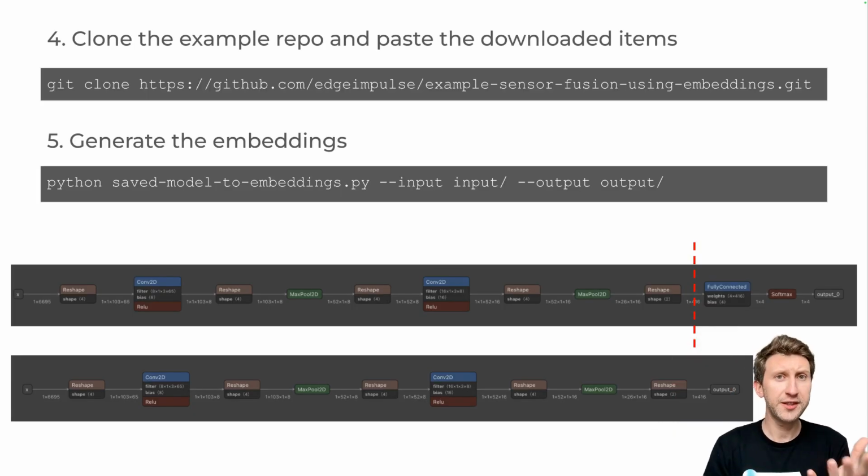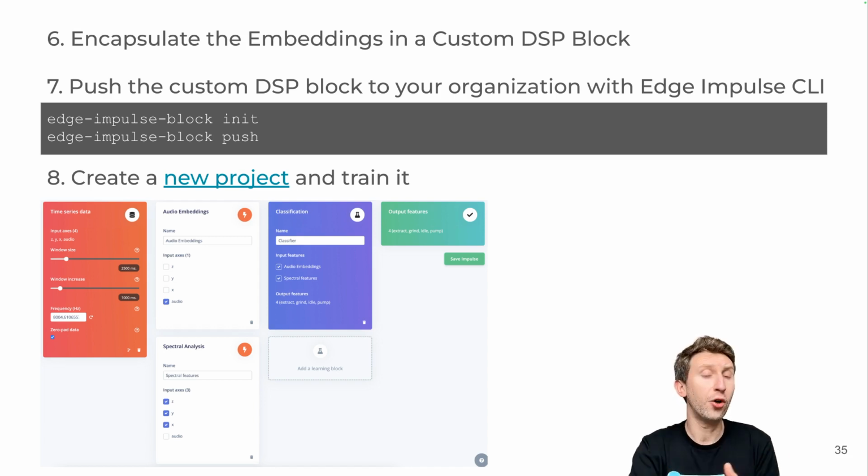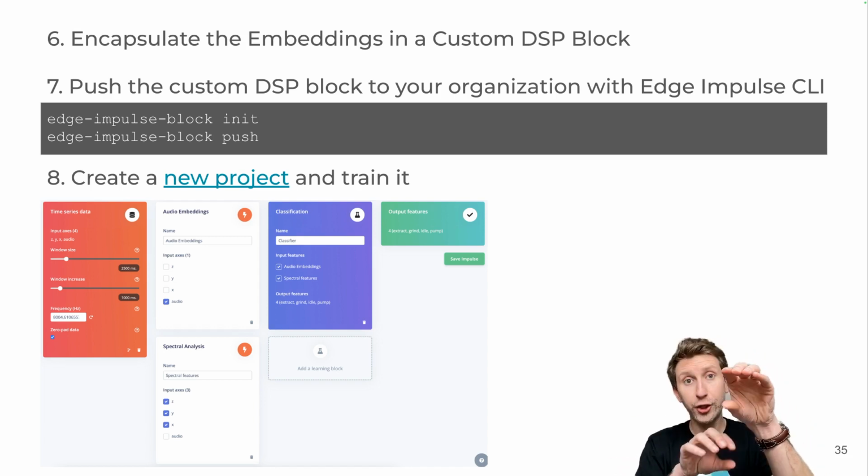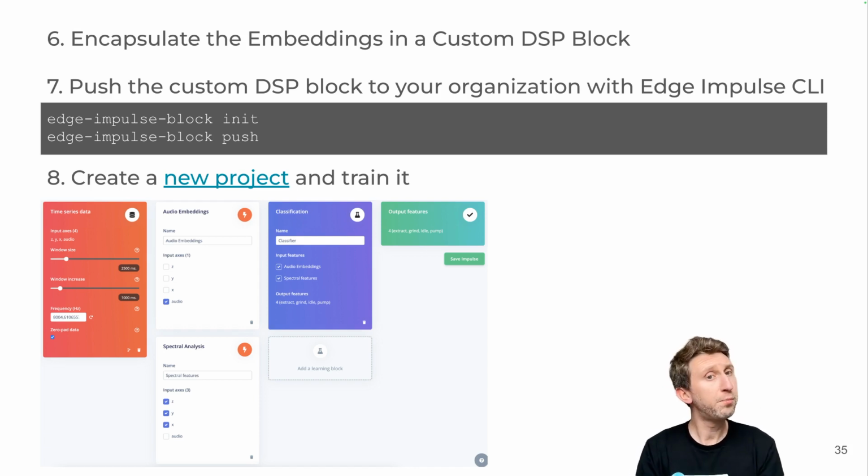Then we put together an example directory on how to do advanced sensor fusion using neural network embeddings. We provide a script to cut the neural network at the end. I'm not sure if you see properly, but this is the default output of the saved model. And here, after it's been passed to the saved model to embeddings, we actually cut it so you obtain the embeddings. Once you've got this, you can encapsulate your DSP plus your cut neural network in a custom DSP block, push it as you would do with the transformation blocks. So edge-impulse-block init, edge-impulse-block push, and then it's available in your project.